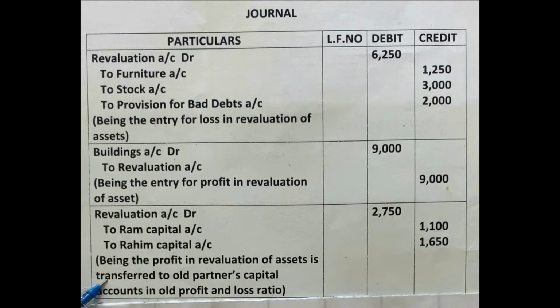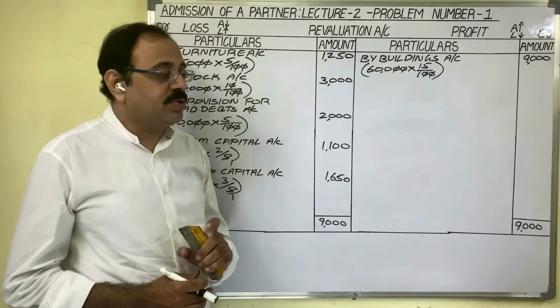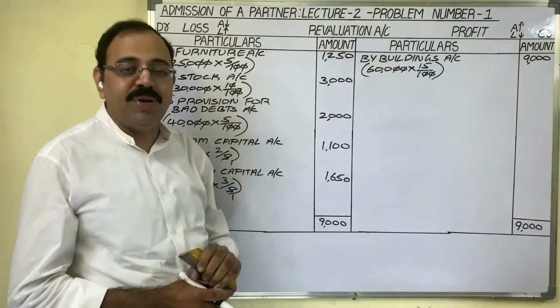Come to narration. In revaluation of assets, there is some profit. That profit we are transferring to old partners' capital accounts in old profit and loss ratio. Mention that. Being the profit in revaluation of assets is transferred to old partners' capital accounts in old profit and loss ratio. In ledger, first account, revaluation account is completed.